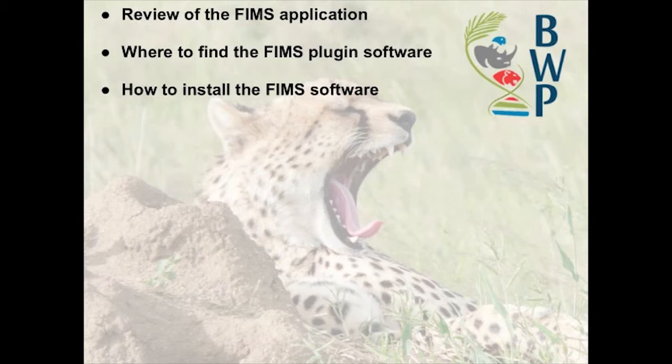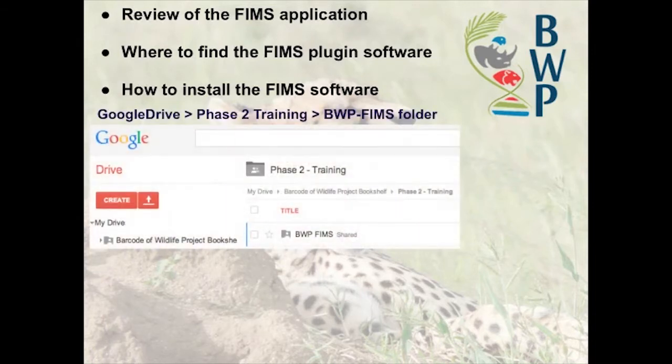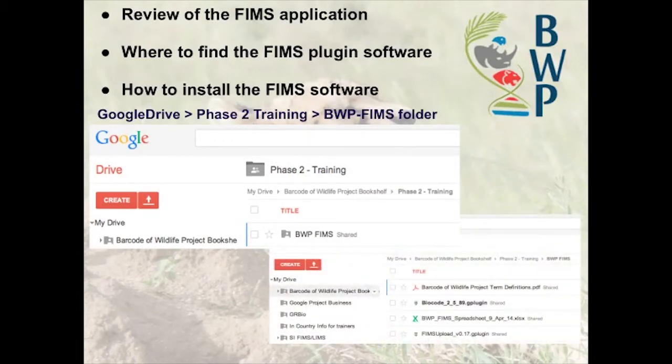To download the FIMS plugin software, navigate your way to the BWP FIMS training folder under the Barcode of Wildlife Project bookshelf in Google Drive. The file is named FIMS Upload and it's a .gplugin file.